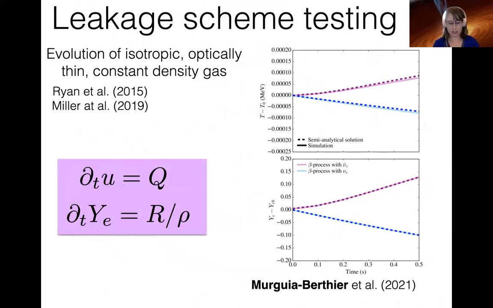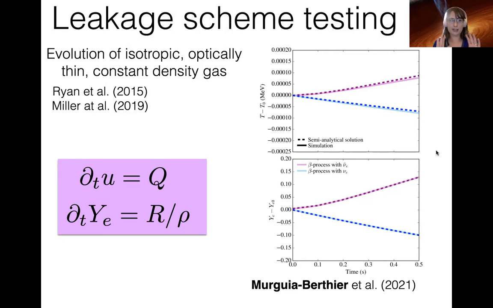Now, as for the leakage scheme, how we tested this is based on Jonah's paper. If we take an optically thin gas that has constant density and constant temperature and just let it evolve, we can semi-analytically calculate what's going to happen and compare it to simulations. So here I'm showing the temperature and the electron fraction of the pair processes, both with neutrinos and antineutrinos, and basically the end results. And what's nice is that, of course, we reproduce what should happen.